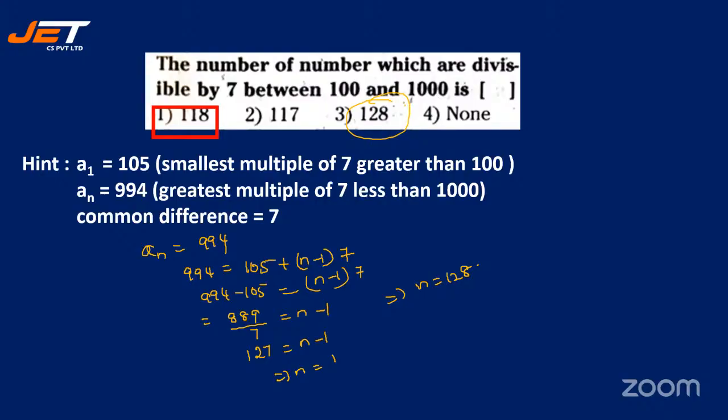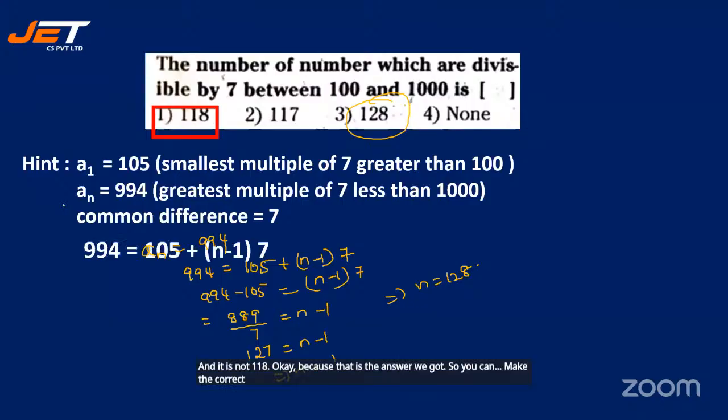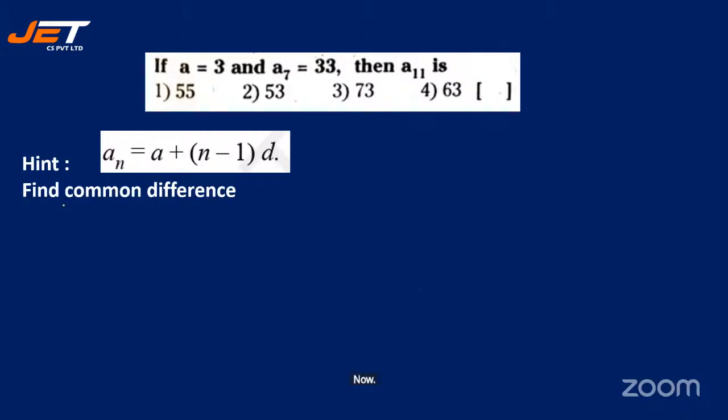Yes, again, there is a mistake here. It is 128 and it is not 118. Okay, because that is the answer we got. So you can make the corrections. All right. Now let's move on to the next sum.